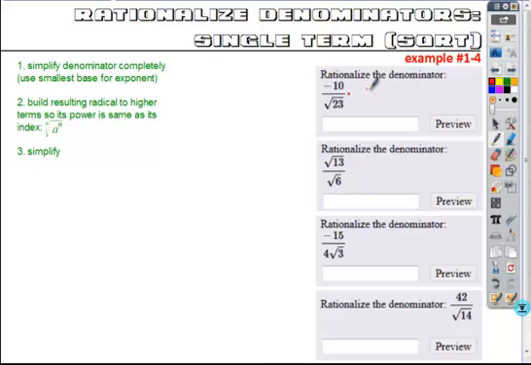What you might have been told in your algebra class is to simplify your denominator completely. That means a couple things. If you have any perfect square factors or perfect nth root factors to remove from your denominator, or from the radical, do that. Also, if you can rewrite the base inside the radical in exponential form with a smaller base, do that as well. That's something we'll see on the next slide.